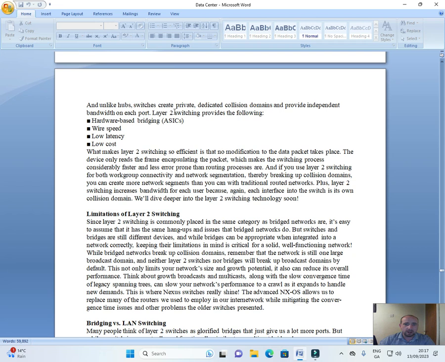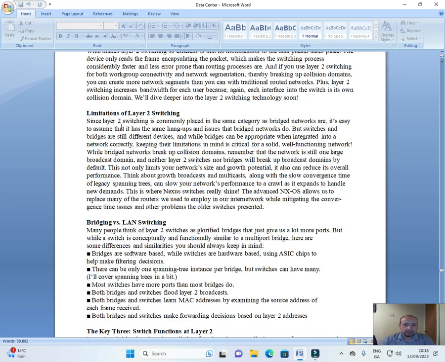And unlike hubs, switches create private, dedicated collision domains and provide independent bandwidth on each port. Layer 2 switching provides the following: hardware-based bridging ASICs, wire speed, low latency, low cost. What makes layer 2 switching so efficient is that no modification to the data packet takes place. The device only reads the frame encapsulating the packet, which makes the switching process considerably faster and less error prone than routing processes are. And if you use layer 2 switching for both workgroup connectivity and network segmentation, thereby breaking up collision domains, you can create more network segments than you can with traditional routed networks. Plus, layer 2 switching increases bandwidth for each user, because again, each interface into the switch is its own collision domain. We'll delve deeper into layer 2 switching technology soon.